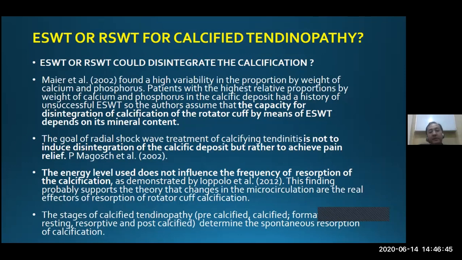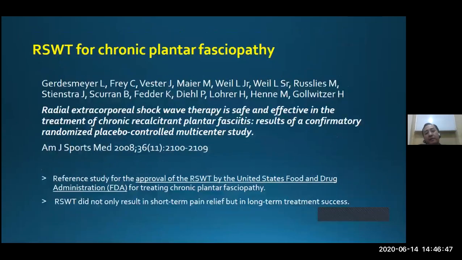And how about shockwave for chronic plantar fasciopathy? This is the first indication approved by the FDA for shockwave, for treating plantar fasciitis. There are a lot of studies here, but the most important is that shockwave results not only in short-term pain relief, but in long-term treatment success as well.